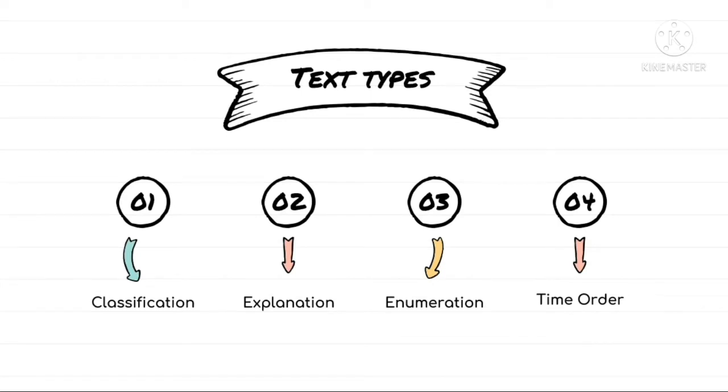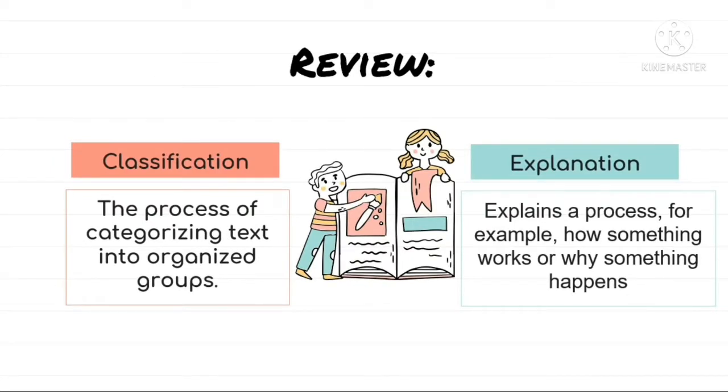Again, here are the four text types that we have: classification, explanation, enumeration, and time order. Let's review first. Classification is the process of categorizing text into organized groups, while on the other hand, explanation explains a process. For example, how something works or why something happens. Classification focuses on the different characteristics of the subject or the topic, while the explanation focuses on the flow of a topic.